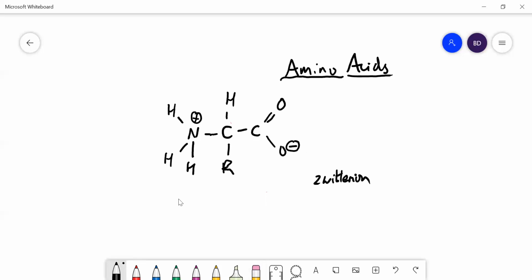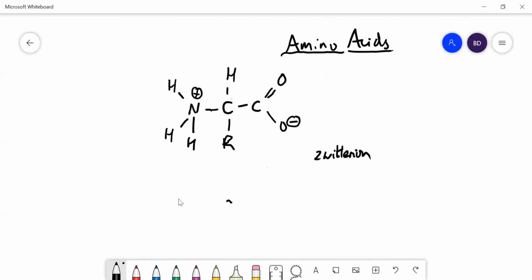But what is interesting, and this is really quite important, is that you'll see amino acids' formula written like that. And they can never exist like that. They will never exist like that, because if the pH is neutral, then the carboxylic acid group will be negatively charged, will be ionized, and the amine group will also be protonated. Okay, so you can never have it.